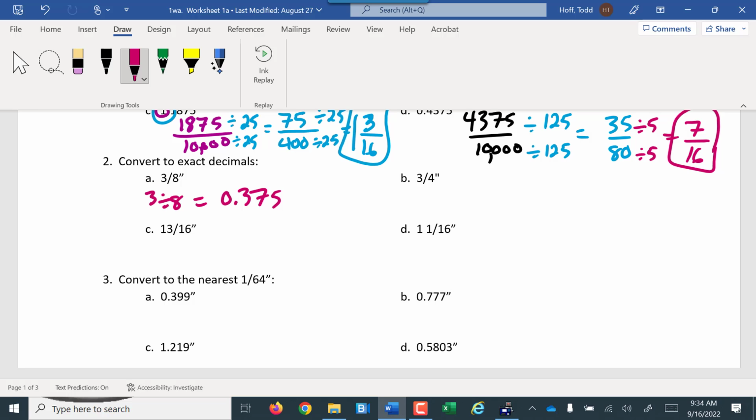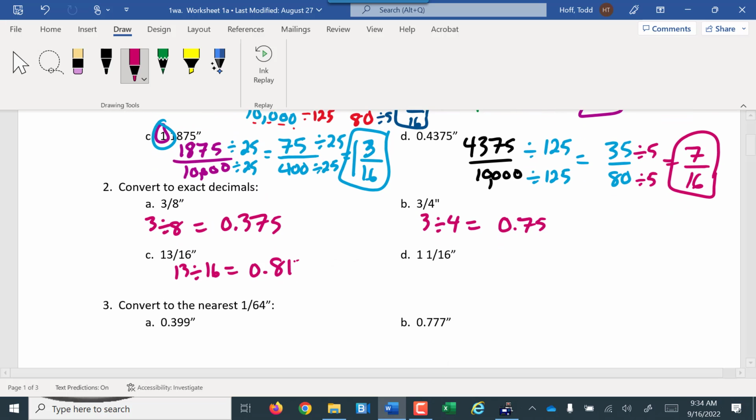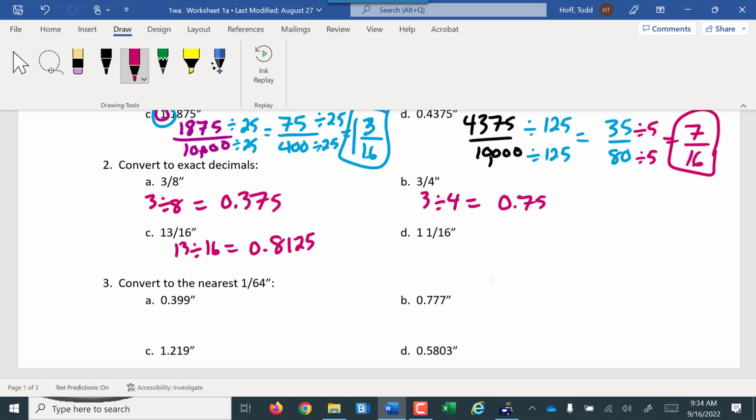It's usually just a mode setting. If you have it in math type setting, every time you do it, it'll give you a fraction, and you have to have it in linear or standard mode. Yep. So 3/4, 3 divided by 4 is 0.75. 13/16, 13 divided by 16. 0.8125, isn't it? Yep. I don't know why I wanted to say 7.5 there for some reason.